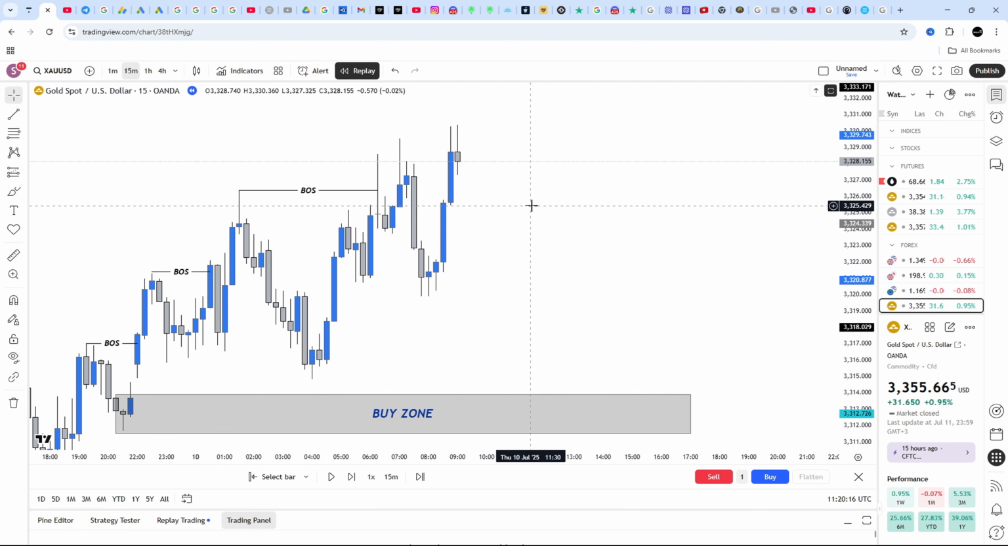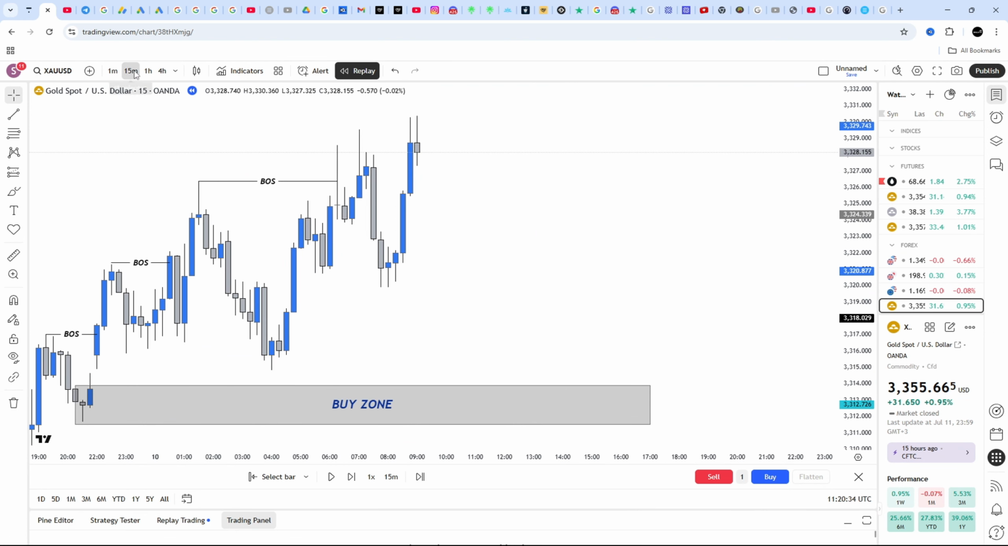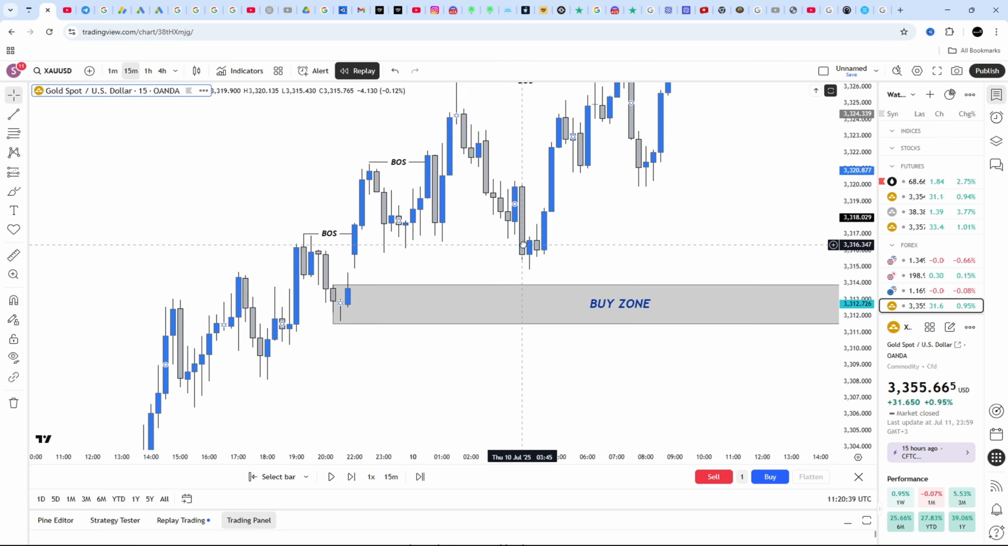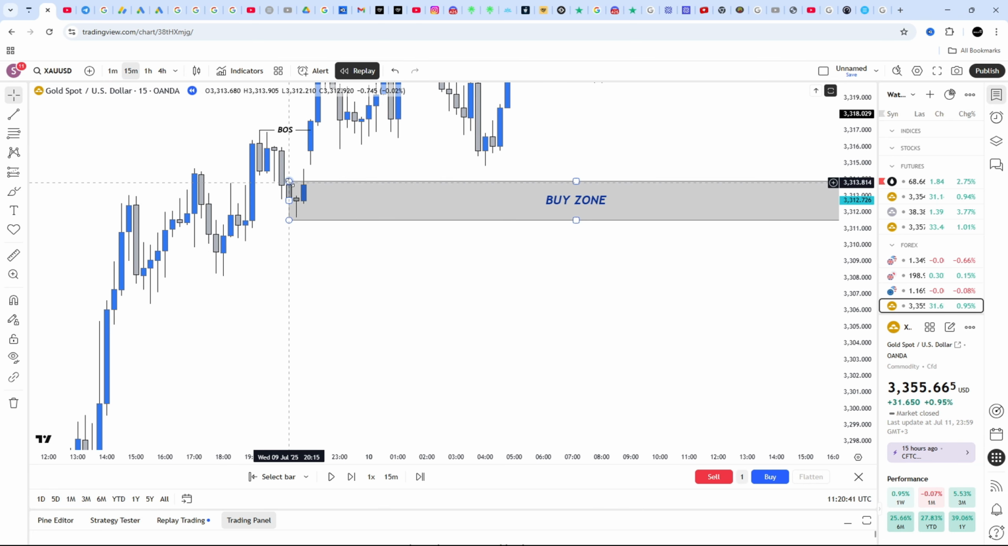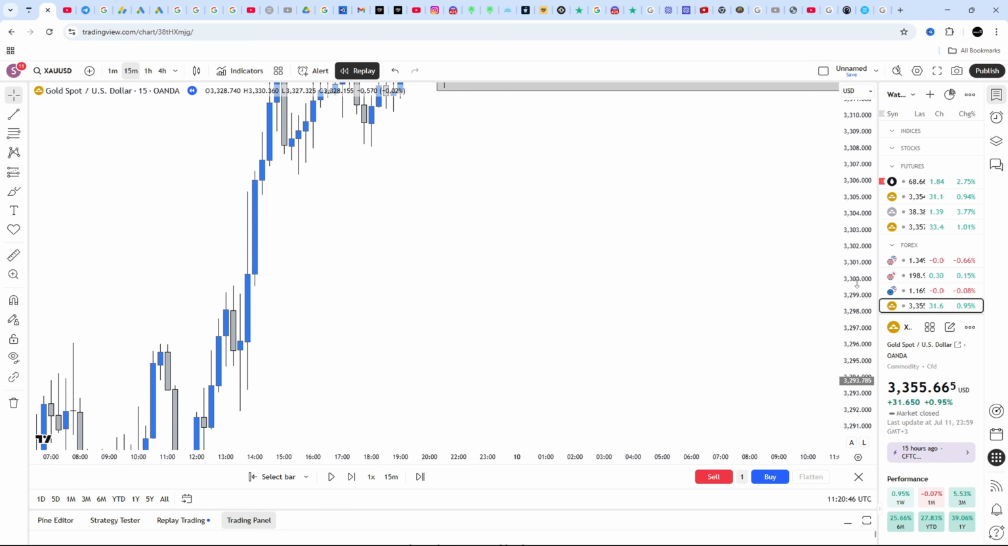Without wasting more time, as you can see, this is the gold 15 minutes chart, and this is the zone that I'm positioned to in order to take a trade. But before I go into that deeply, let me show you this.